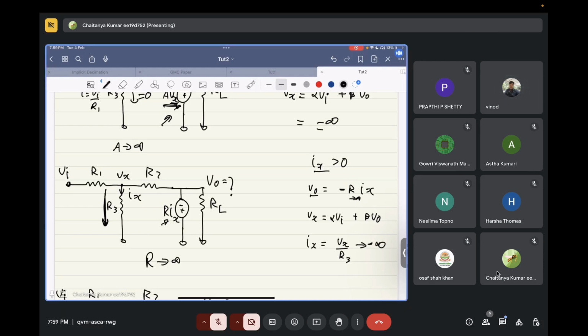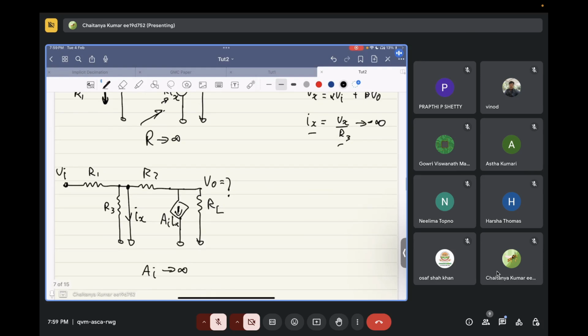So if contradictory things happen, that means to say that the circuit is in negative feedback. If the circuit is in negative feedback, Ix will be equal to 0. If Ix is 0, Vx is also equal to 0, because Ix is equal to Vx by R3, or Vx is equal to Ix times R3. So if Ix is 0, Vx is 0. Again, the same thing you can apply. So Vi by R1 will be equal to minus R2 by R1 times V naught.